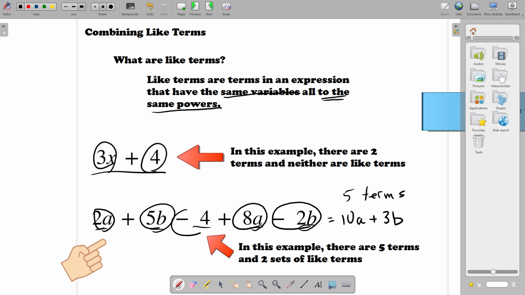And then we have a negative 4 term. There aren't any other constant terms. That's called a constant term because it doesn't have a variable or variables with it. There is no other constant term, so that term has no other like terms. And so we write our simplified expression 10a plus 3b minus 4.